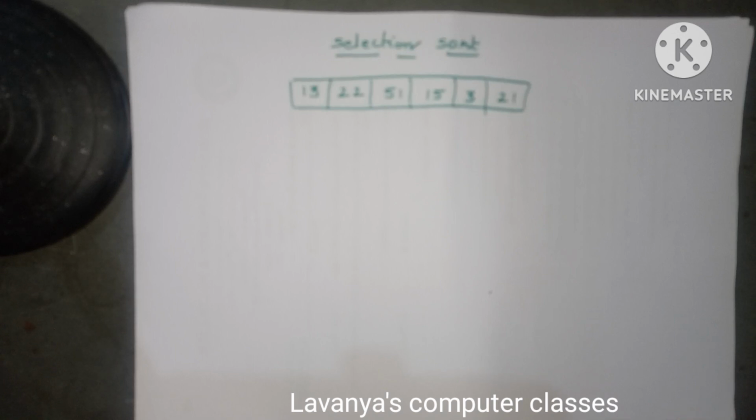In this video, I will explain selection sort. What is selection sort? What is the algorithm and how to implement selection sort with a numerical example? I will explain in this video.